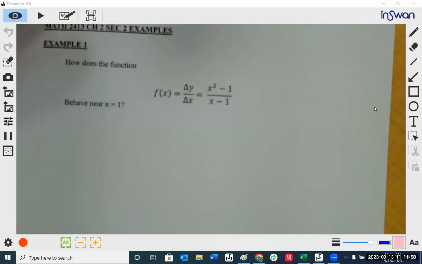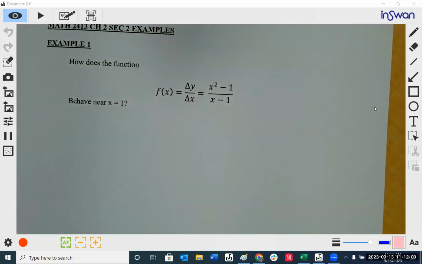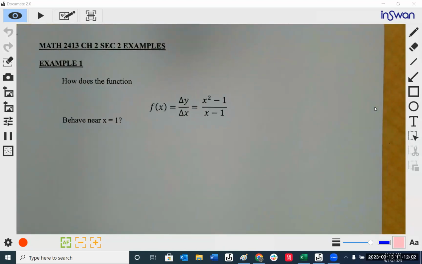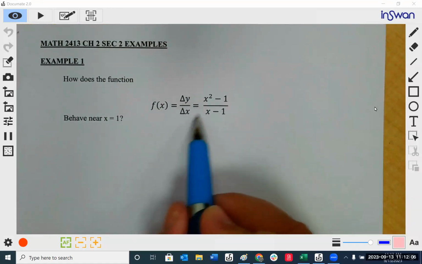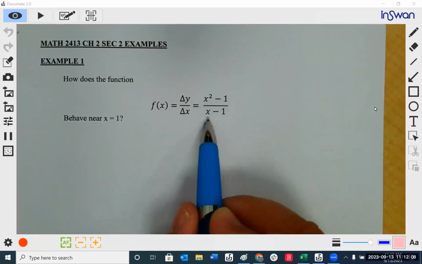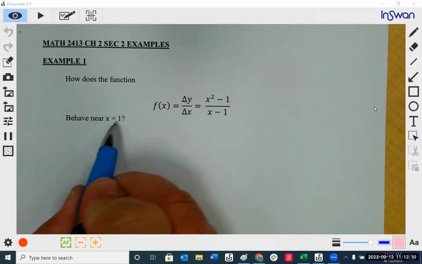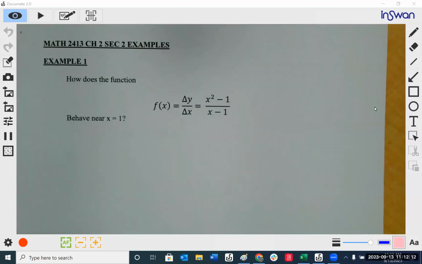Here's our first example. How does the function f of x equals x squared minus 1 over x minus 1 behave when x gets near 1? What happens to the function as it gets closer to 1?